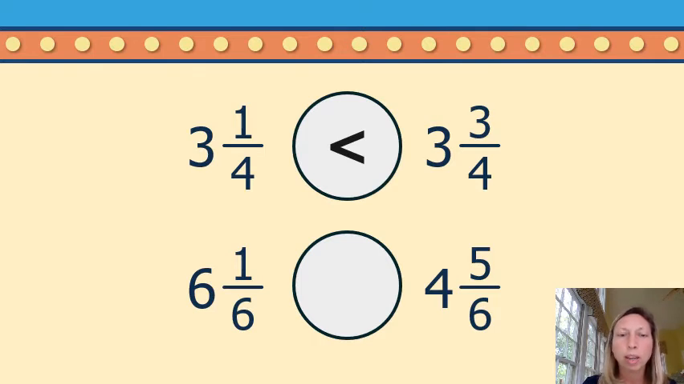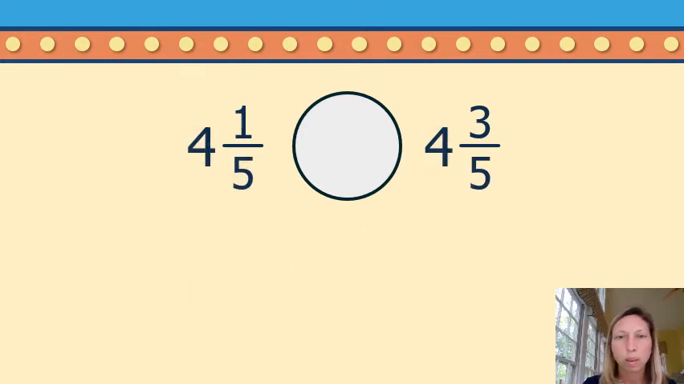Okay, so now I'm looking at the whole numbers. 6 is a greater whole number, so 6 1/6 is greater. Next, 4 1/5 and 4 3/5. The whole numbers are the same, so I look at the fraction. If I was going to get slices of pizza, I'd rather have 3/5 than 1/5. So 4 3/5 is greater.